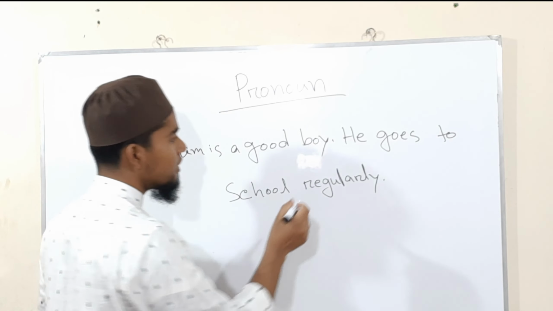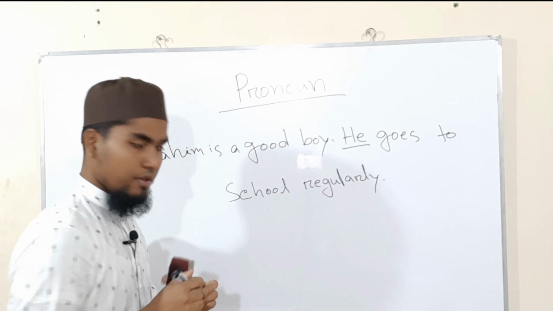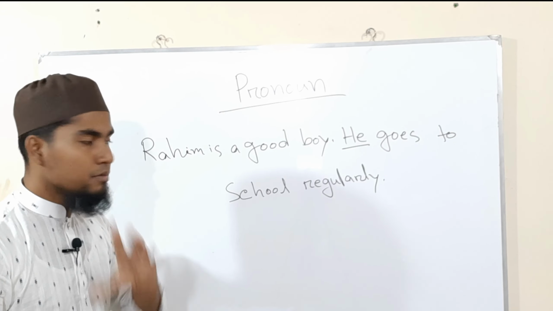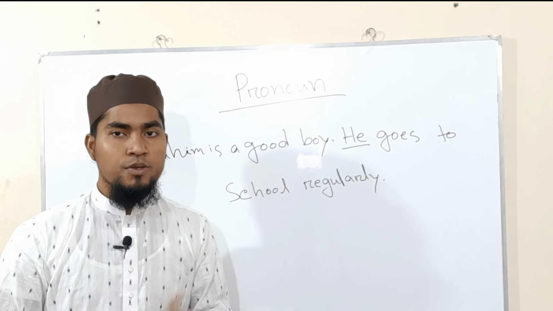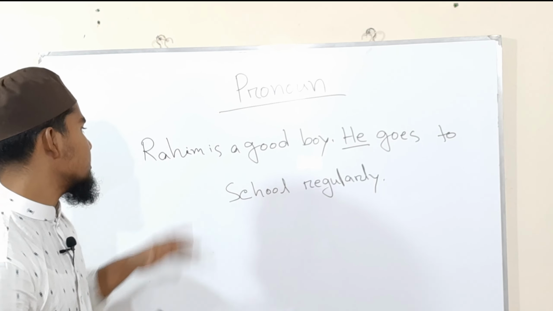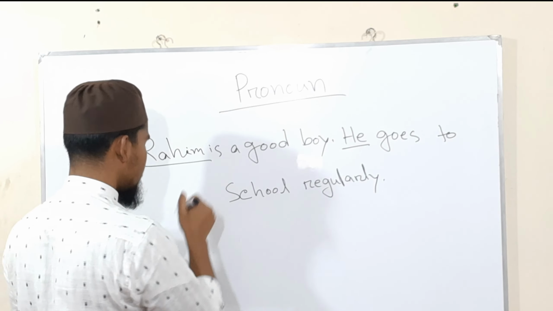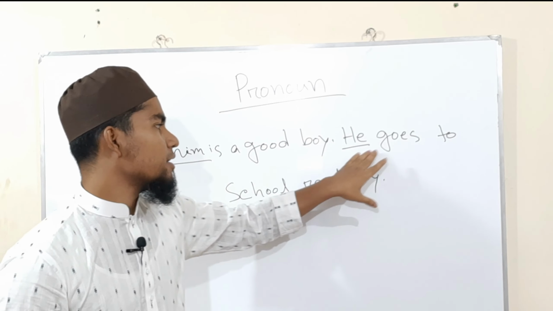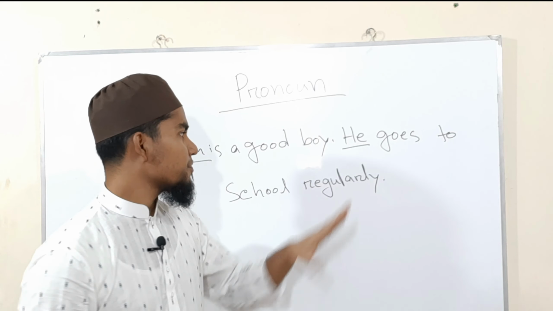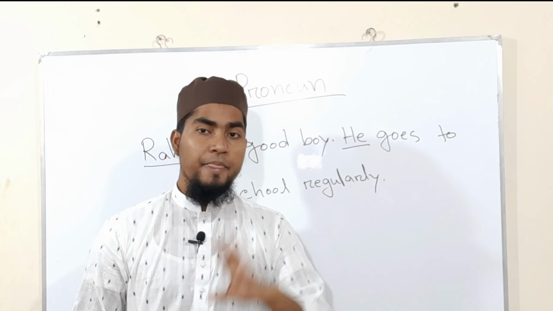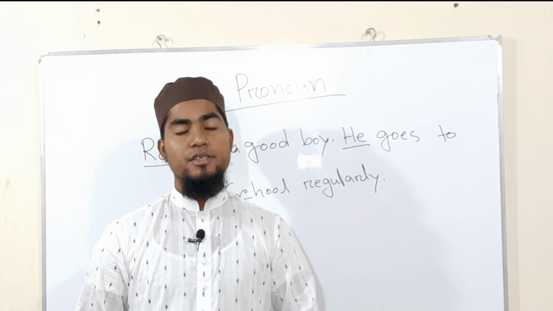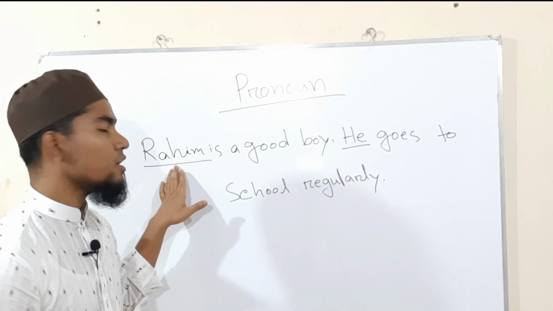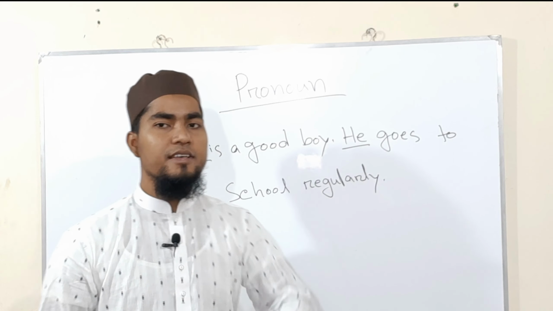Here the pronoun is he because he is a person who is good. But the question is, who is good in the sentence? Good is Rahim. So we are telling that Rahim is a good boy. He goes to school regularly. The definition of pronoun is a word which is used instead of a noun. So here he is used instead of Rahim. That's why he is a pronoun.